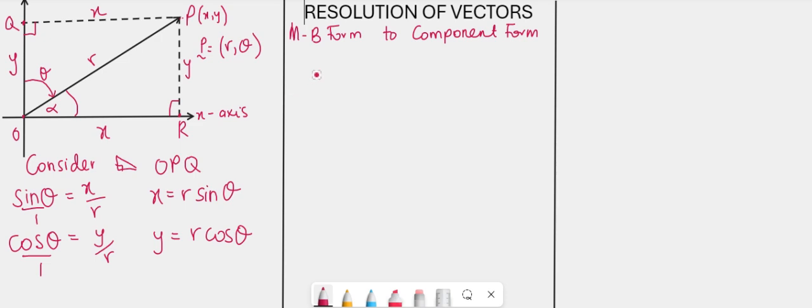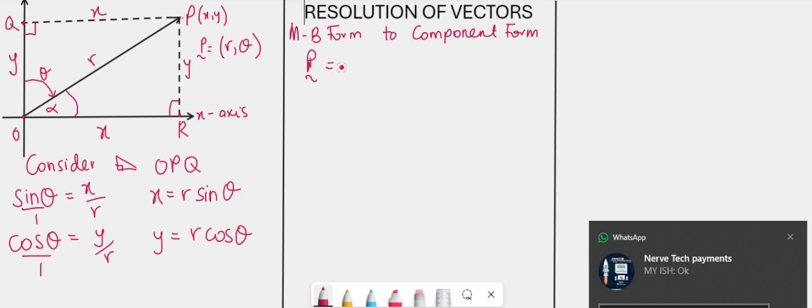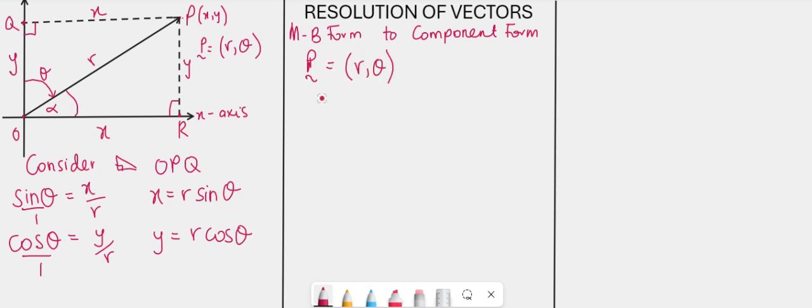So very simple and straightforward. Considering the triangle OPQ, if we are to convert from P r theta, we are going to have x, y being equal to r sine theta, r cos theta.